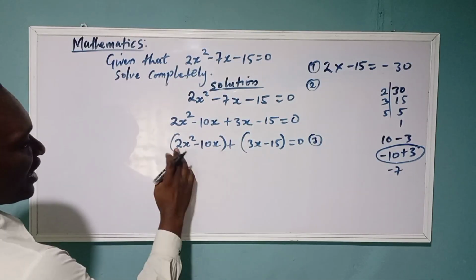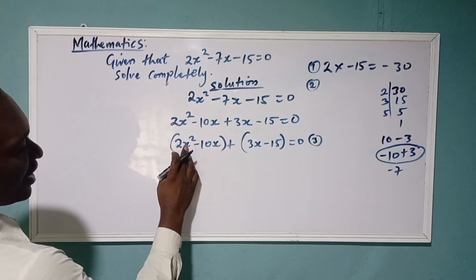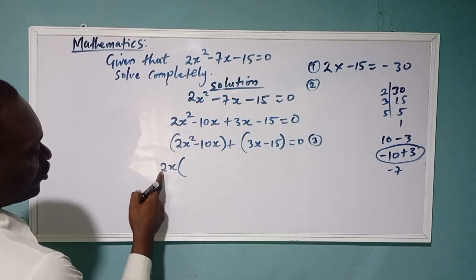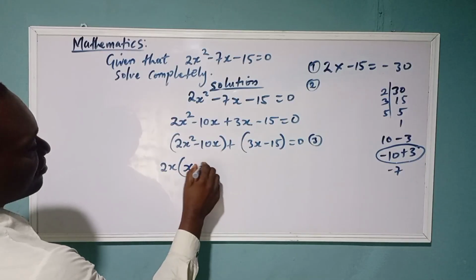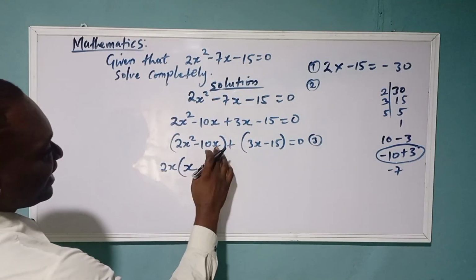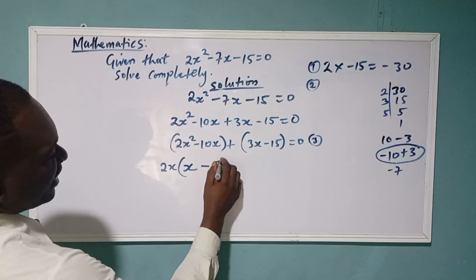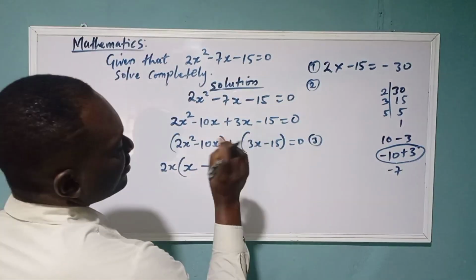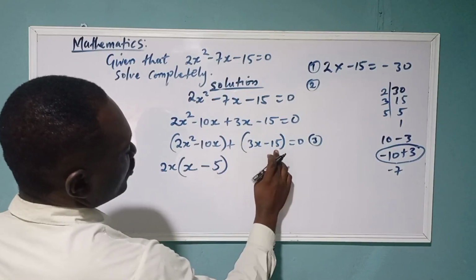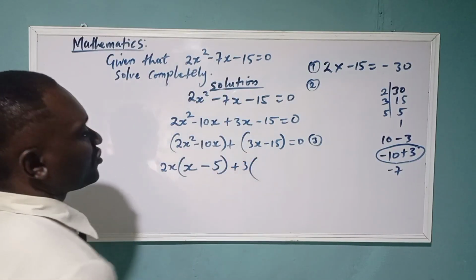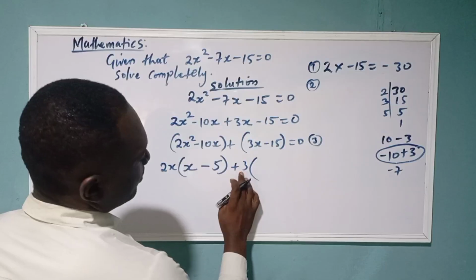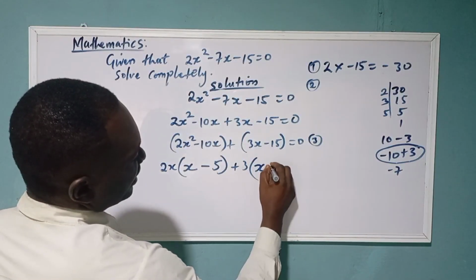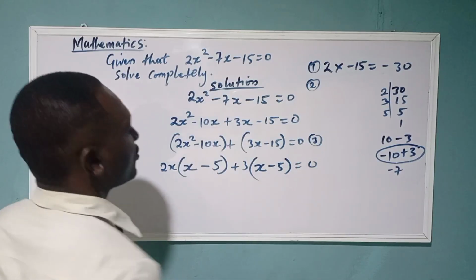So let's factorize this expression. What is common here? We have 2 is common here and x is common here. So we have 2x. So when we divide 2x squared by 2x, we are left with only x. When we divide minus 10x by 2x, we'll be left with minus 5. Now, what is common here? The only thing that is common here is plus 3. So if we divide 3x by plus 3, we are left with x. If we divide minus 15 by plus 3, we are left with minus 5. So we have equal to 0.